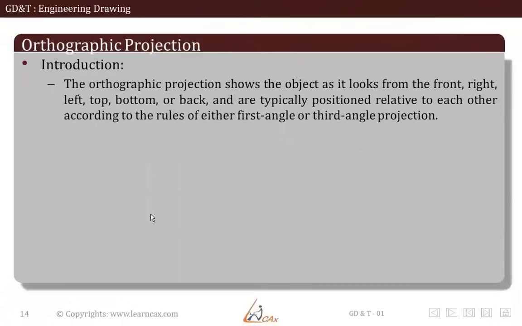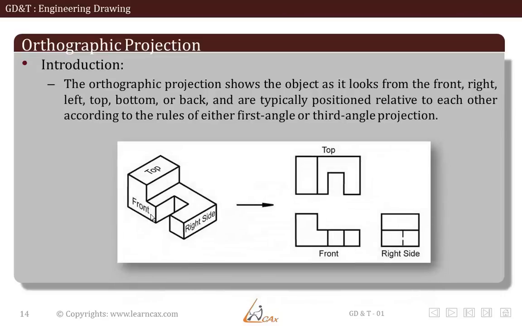Now let's get an introduction of what orthographic projection means. First of all, let me introduce you to the concept of orthographic projection. The orthographic projection will display the object as it will look from the front, right, left, top, bottom or back side, and they are typically positioned relative to each other according to the rules of either first angle or third angle projection. We will get a clear idea of what it exactly means from this figure.